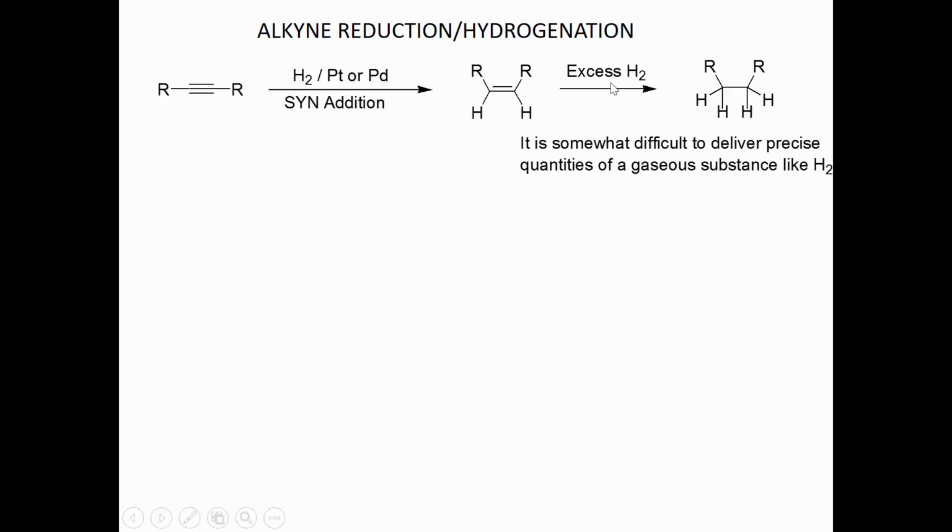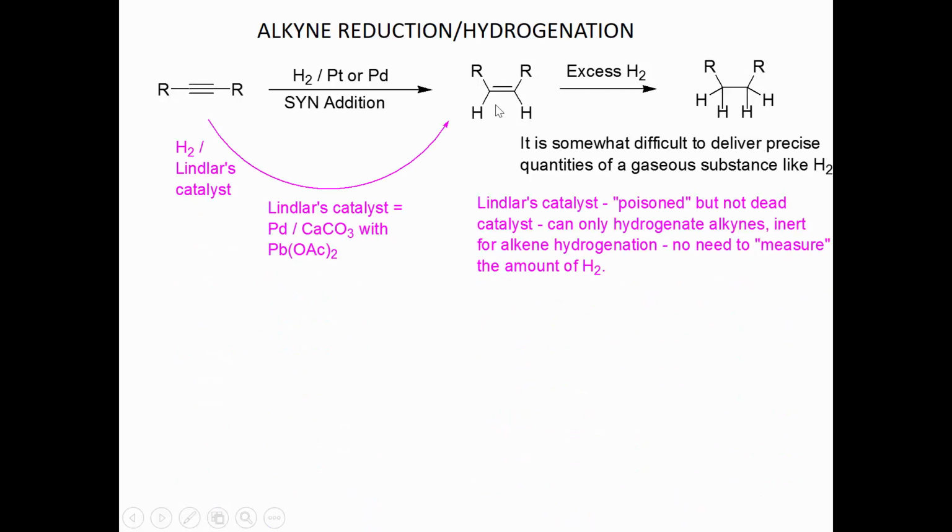So if we're just doing this reaction the classic way with high pressures of hydrogen, we are more than likely going to see the saturated alkane as our final product. So what has been developed are catalysts that are selective for just stopping the reaction here. One of the best ones is called Lindlar's catalyst. Lindlar's catalyst is just this combination of palladium, calcium carbonate, and lead acetate.